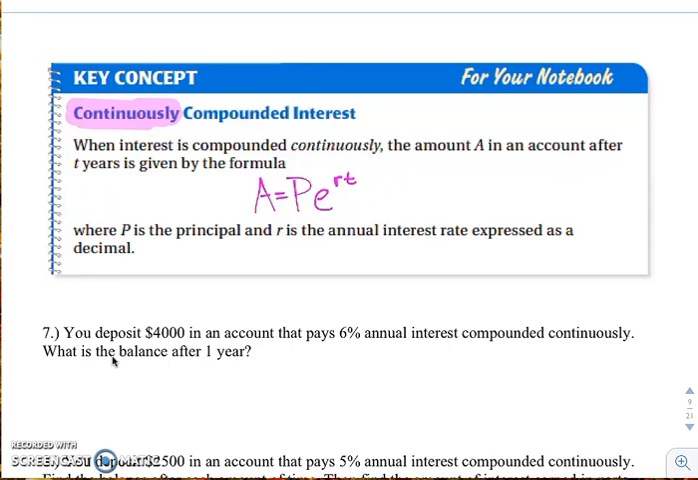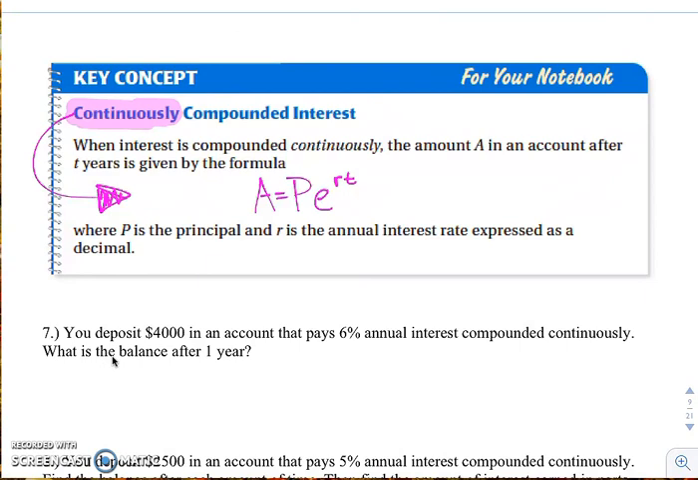Your other problems will say compounded quarterly or semi-annually or monthly or weekly. If you see the word continuously, that's how you know that you want to use this equation instead of the other one.